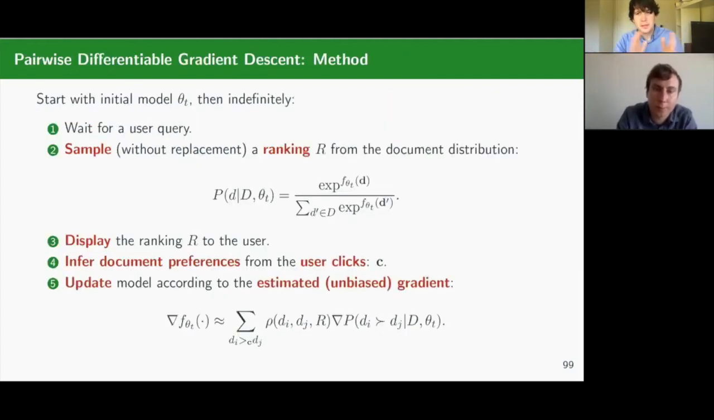To reiterate, it's again an online procedure. We wait for a user query, sample a ranking from our Plackett-Luce distribution, display that ranking to the user, look at the clicks from the user, infer document preferences, then update your model according to those preferences, but we're going to estimate a somewhat unbiased gradient. So unbiased with respect to document pair preferences, not necessarily unbiased with respect to a metric.